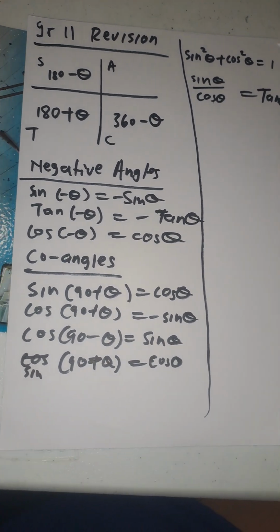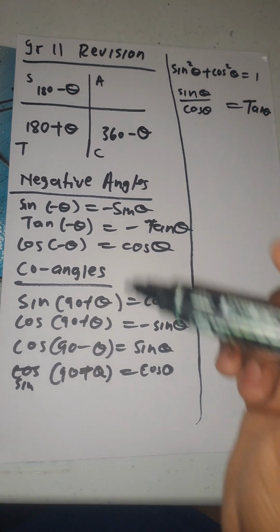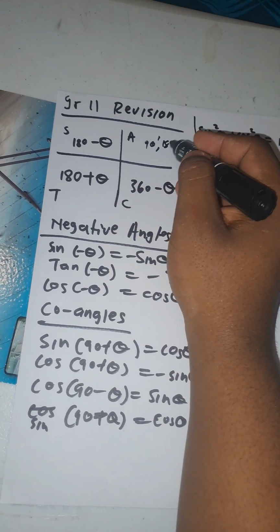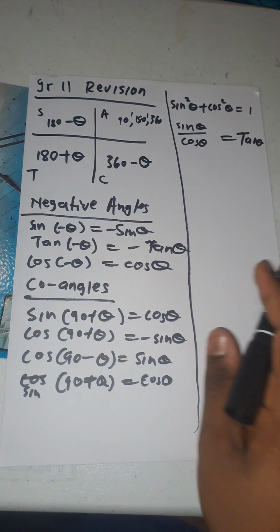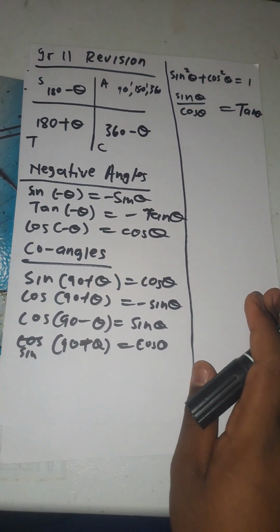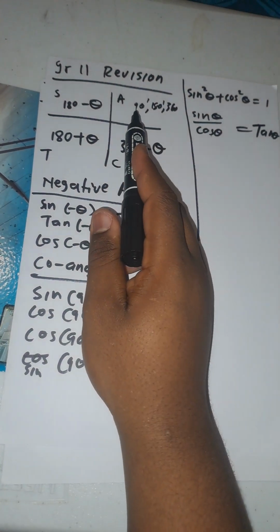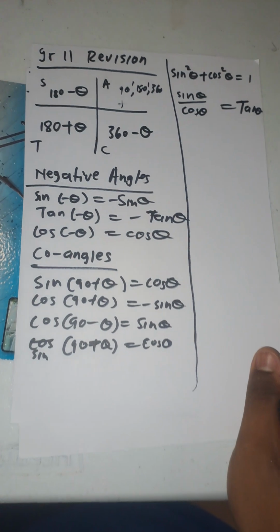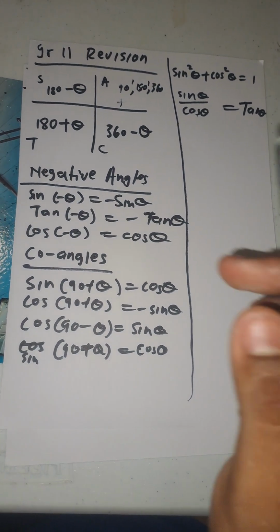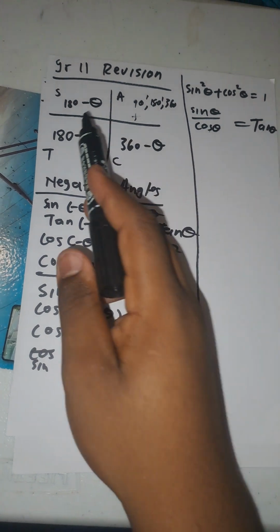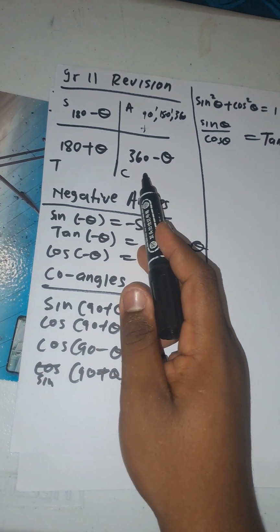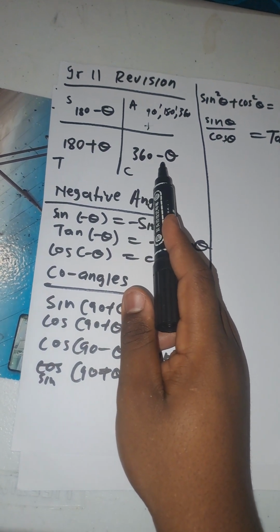So let's quickly revise grade 11. I just did a few things here. These are the reduction angles, which are 90, 180, 360. Those are the things that you can use to reduce your angles. This is the first quadrant, where everything is positive. Then this is the second quadrant, which is for 180 minus theta. And then this is the third quadrant, where tan is positive only, which is 180 plus theta. This is the fourth quadrant, which is for cos, and it is 360 minus theta.